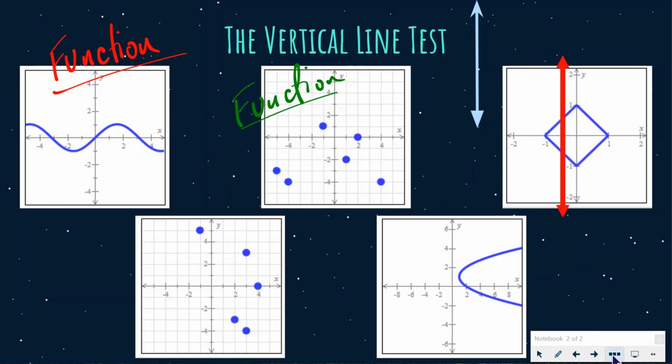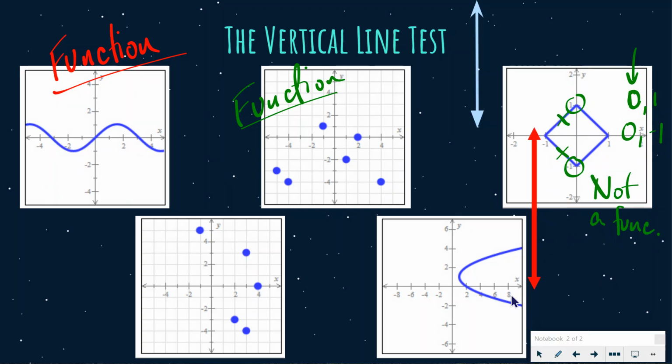I can put that line right there and show that it's hitting this point and this point. That means there are 2 points at that spot that have the same x value, like this and this. You can clearly see that's 0, 1 and 0, negative 1. We have a repeating x value that makes this not a function.